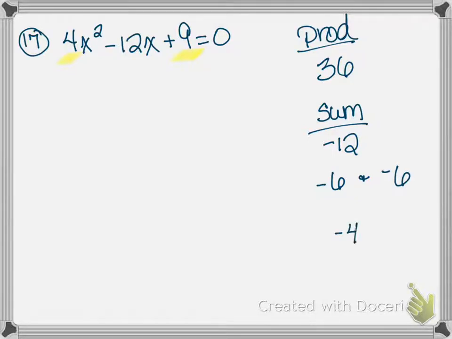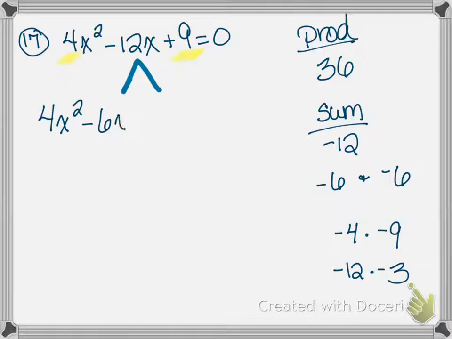You could have negative 4 and negative 9, but that doesn't give you the correct sum. Negative 12 and negative 3, that also doesn't give you the correct sum. So the two numbers that we're going to use are negative 6 and negative 6. So I am going to split this term right here. I'm going to split that term. And so I have 4x squared minus 6x minus 6x plus 9. And that still equals 0, but we're factoring that process.